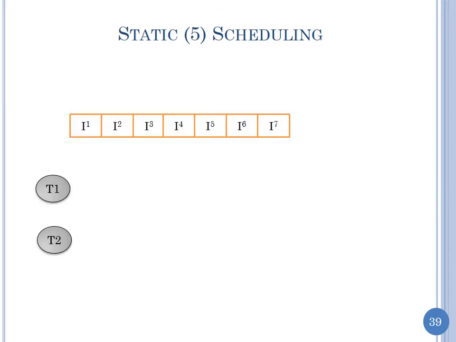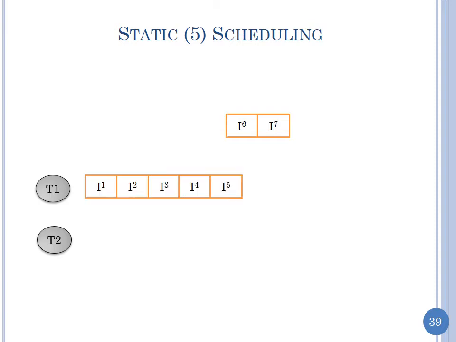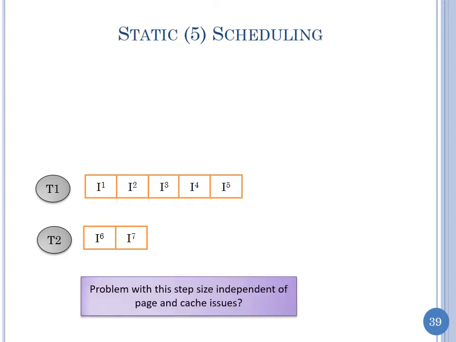So let's see it at work. Supposing I have 7 elements, and I have said static with a step size of 5. Okay. So the first thread gets 5 elements, and the second thread gets 2 elements. So we see here something that's gone wrong. If we forget about the step size, about page and cache issues, what's something that's obviously wrong with this schedule?